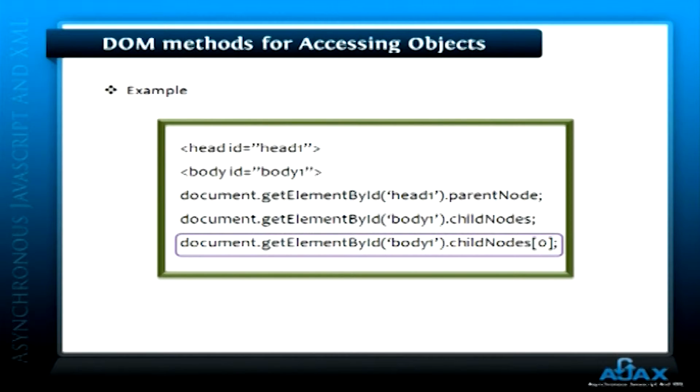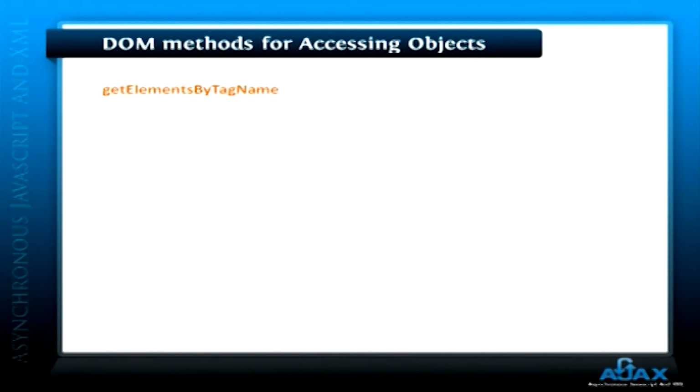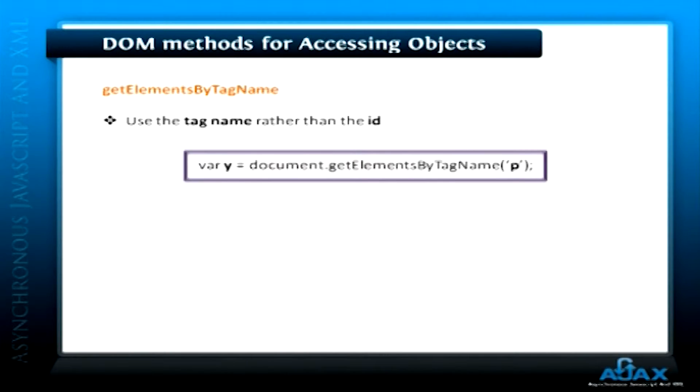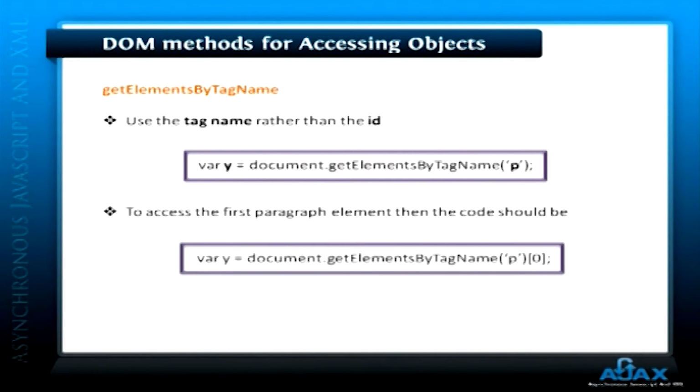Let's move to our next method, getElementsByTagName. To use the getElementsByTagName method, we have to use the tag name rather than the ID. See here, we have used the tag name, and now this y will contain an array referencing all p elements in the document. So if we would like to access the first paragraph element, then the code should be like this. I hope you are clear with both the above discussed methods. So let's discuss nodes in our next tutorial.